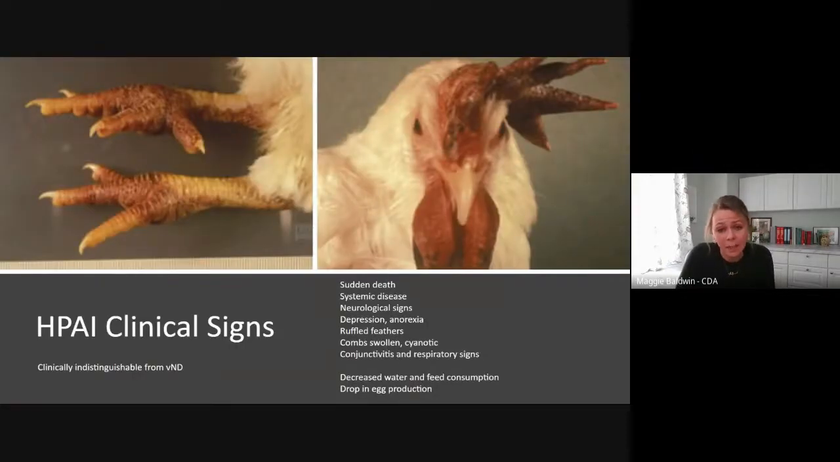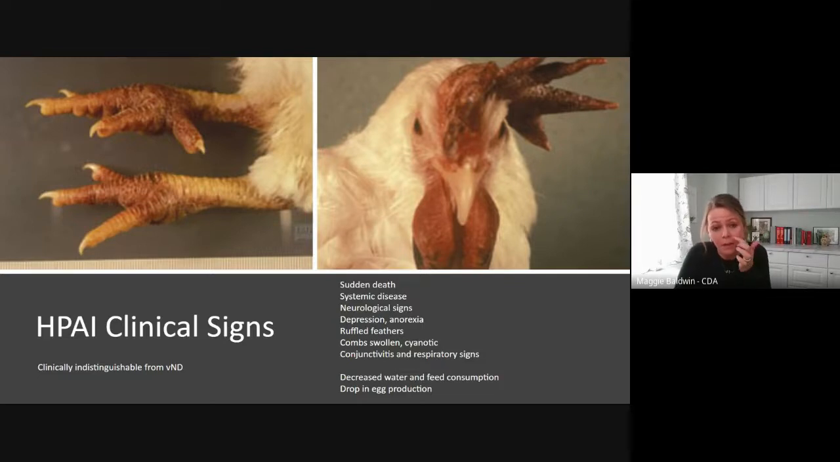Clinical signs for high path AI, it is a systemic disease. So we see sudden death, can see neurologic signs, depression, anorexia, ruffled feathers, swollen combs and cyanotic combs, conjunctivitis and respiratory signs. It is clinically indistinguishable from virulent Newcastle disease. So it's important that we do diagnostic testing to rule in or rule out either of those.